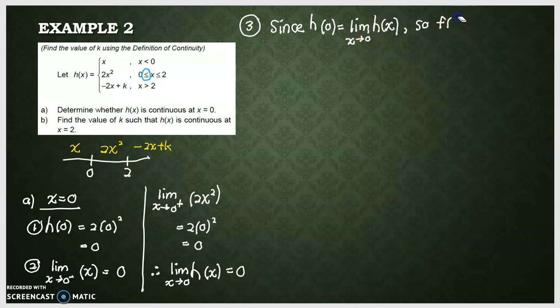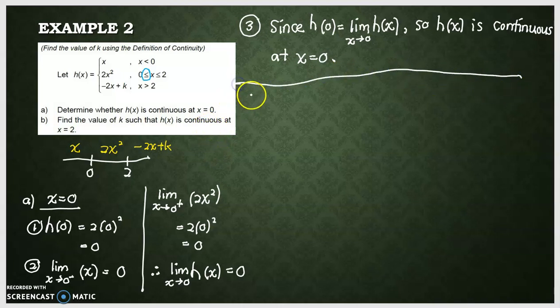So h(x) is continuous at x equals 0. So for continuity, you have to show these 3 steps or these 3 conditions. Now we move to question B. Find the value of k such that h(x) is continuous at x equals 2.